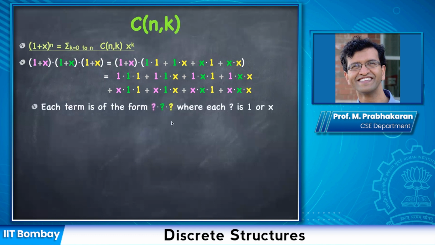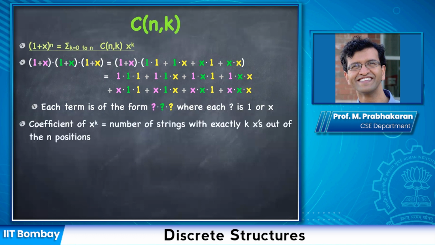So the 8 terms simply correspond to terms of this form. I pick either 1 or x from the pink factor, 1 or x from the green factor, and 1 or x from the yellow factor. So there are 2 times 2 times 2 ways of doing this. So there are 8 of these terms. And what I'm interested in is the coefficient of x to the power k, which is to say how many of these things have exactly k x's and n minus k ones.